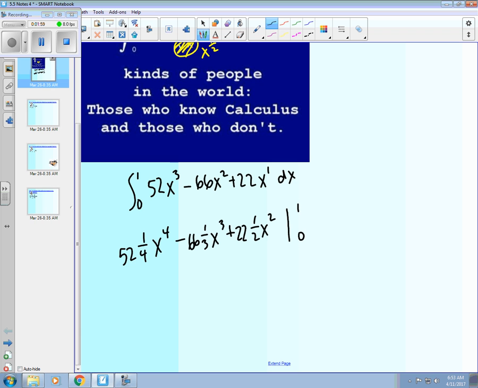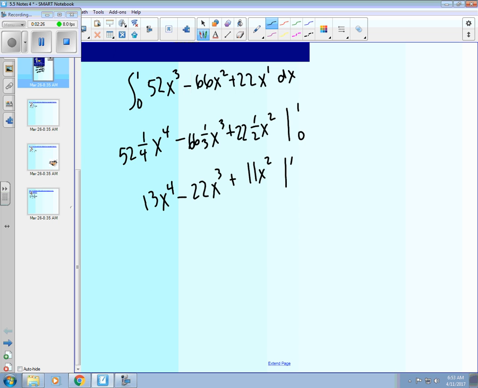Before we plug in the 1 and 0, let's do some simplifying here. Half of 22 is going to be 11. Here, a third of 66 is going to be 22. On the last one, 1/4 of 52 is going to be 13. So now we want to plug in 1 and 0 and see what we get. If you plug in 1, this is just going to be 13 minus 22 plus 11. If you plug in 0, it's going to be 0 minus 0 plus 0.